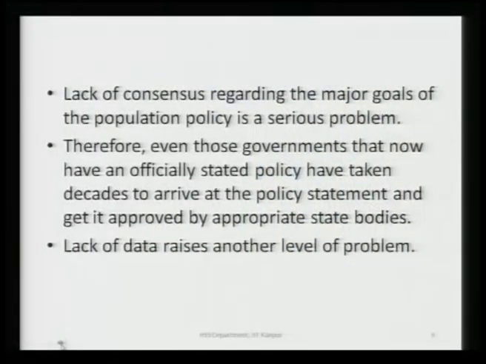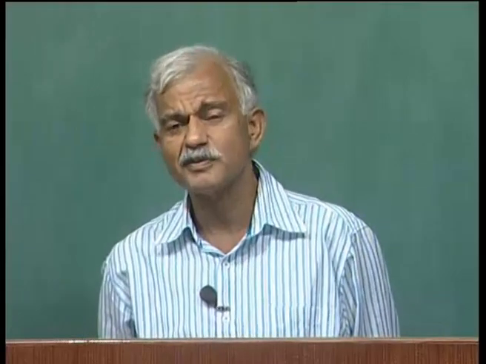Lack of consensus regarding the major goals of population policy is a serious problem. Therefore, even those governments that now have an officially stated policy have taken decades to arrive at the policy statement and get it approved by appropriate state body. You see, we started our program in early 50s, but the first parliament approved formal policy document on population could be issued only in 2000, and that means at a gap of 50 years. It took 50 years for Indian Parliament to attain consensus.